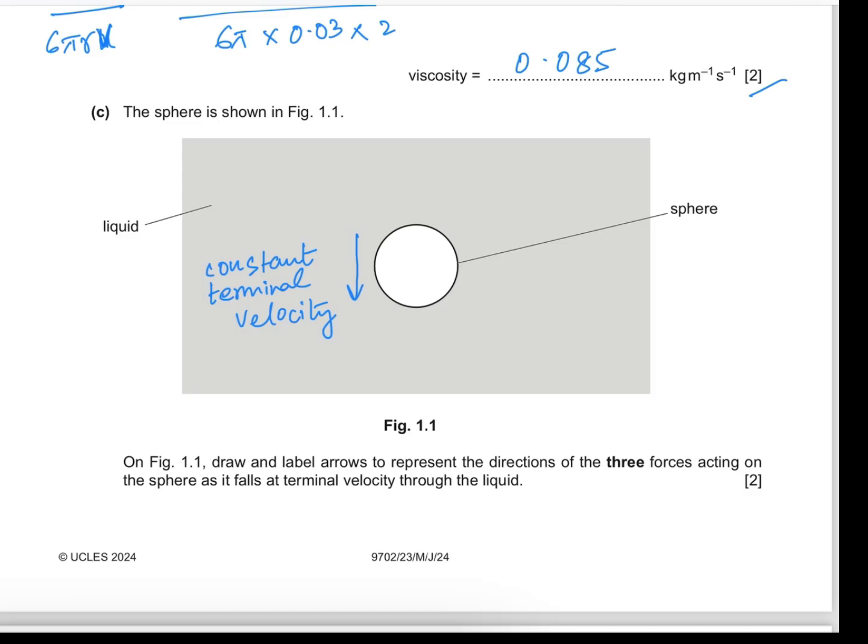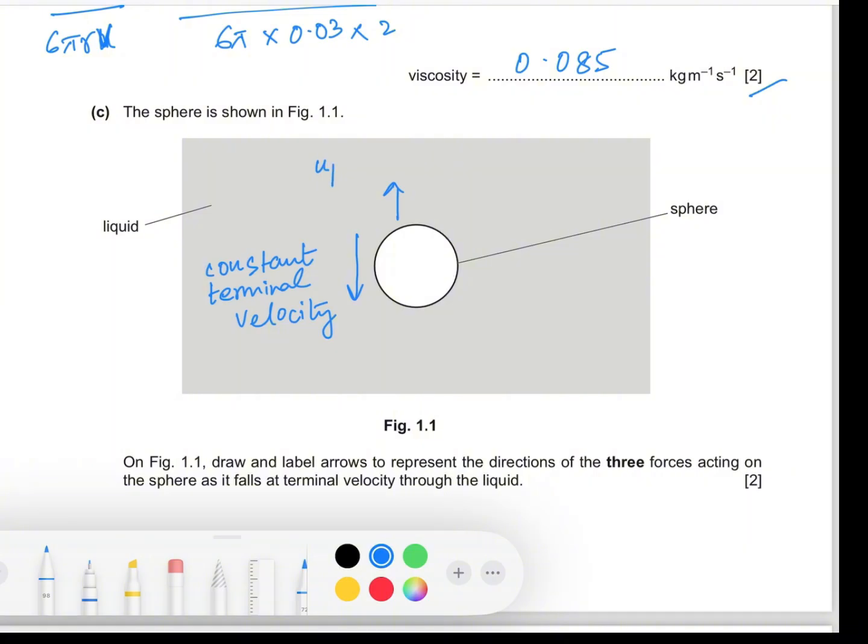Okay, so because it's falling through the fluid, it is going to have an upthrust force acting upwards. That's a well-known fact. And then we just saw there's a drag force acting on the sphere. Drag force also acts opposite to the direction of motion, so that will be upwards. And because this sphere has mass, it's going to have weight as well, which will act downwards.